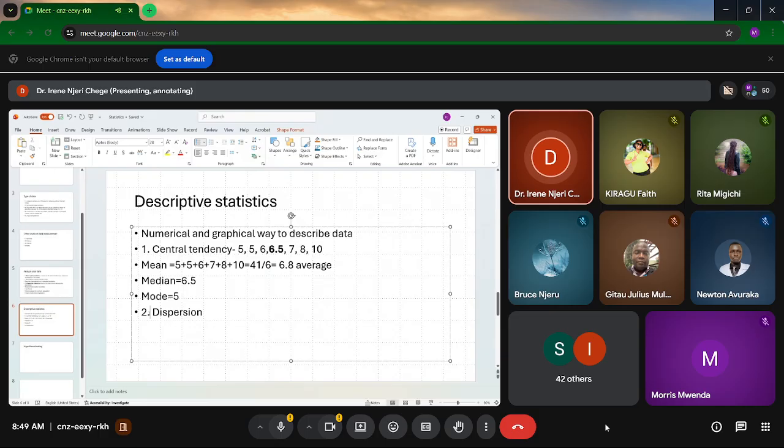So here we're asking the question: how far will your data deviate from the mean value?